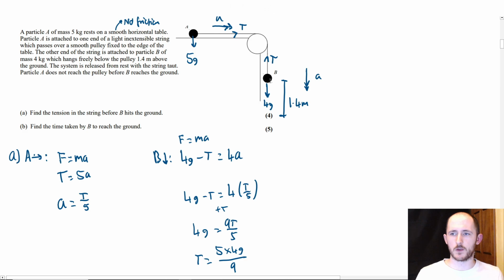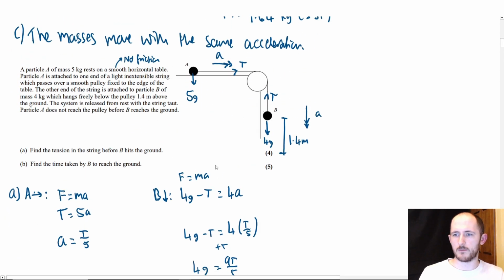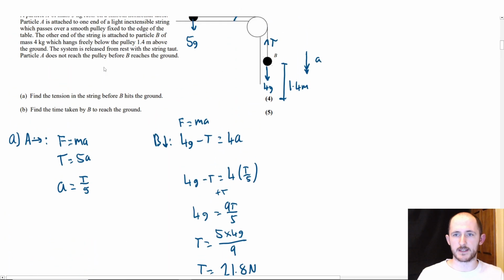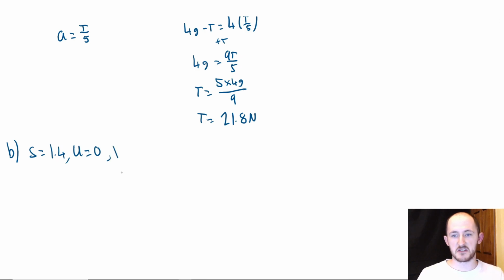Okay, so let's set up our SUVAT for now, right? So I know that S from the question is 1.4. U is 0 because it tells me in the question that it's released from rest. Okay. V is no idea. A is, I'm not going to write a question mark because we don't know what it is. And T is what we want to work out.